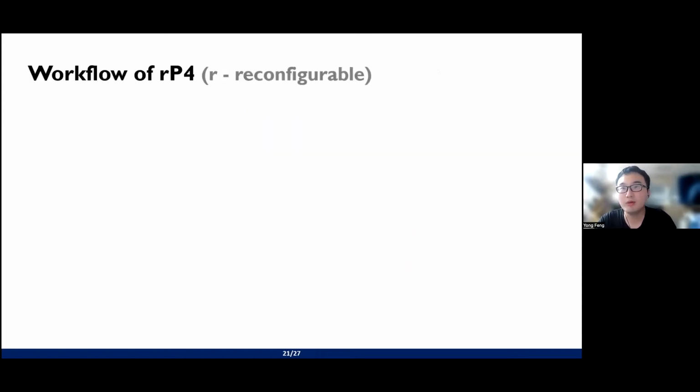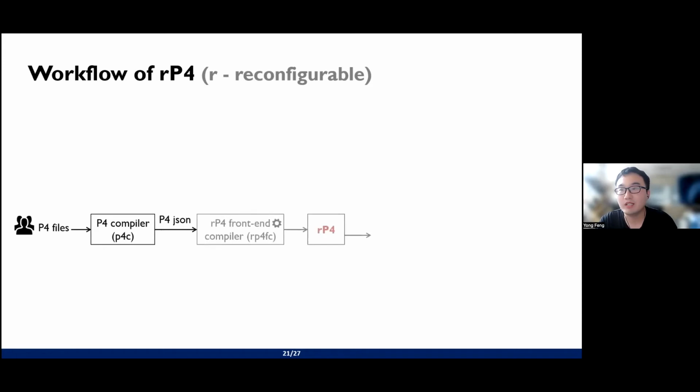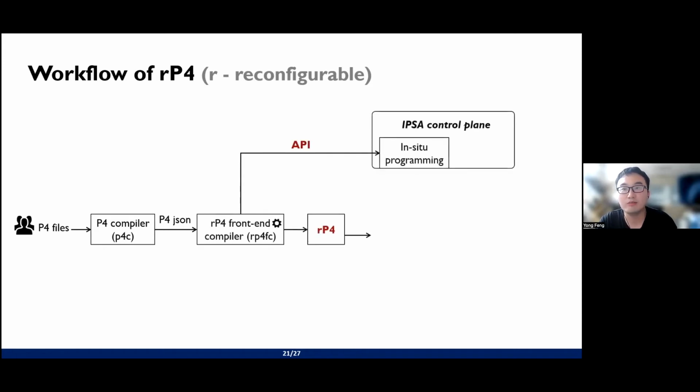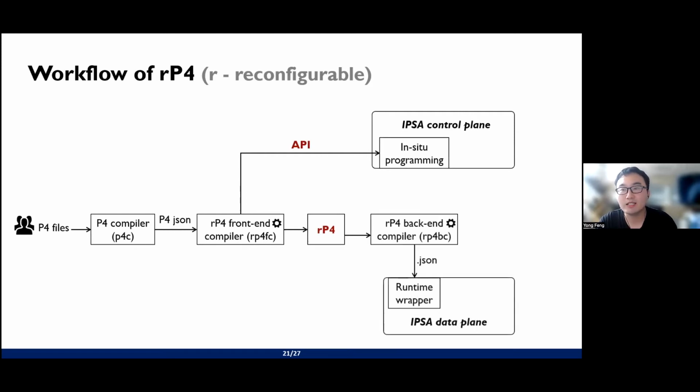We extend P4 with RP4 to support in situ programmability for users. The workflow of RP4 is, firstly, the user customizes the base design in P4. Then with the RP4 front-end compiler, it can be translated into RP4 intermediate representation. In the meantime, the RP4 front-end compiler exposes a runtime configurable API to the control plane. With the RP4 backend compiler, the result can be compiled into target-dependent configurations. In-situ programming can be done in the EPSA control plane.